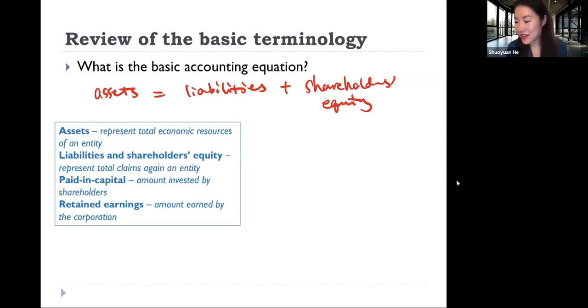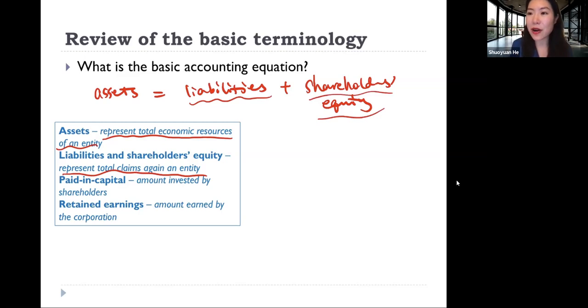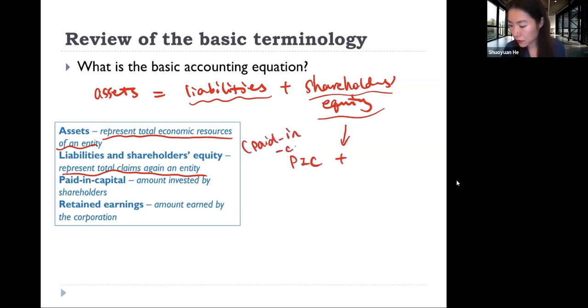So what are assets? Assets represent the total economic resources of an entity. What we have, what economic resources we have. Liabilities and shareholders' equity represent total claims against an entity. So liabilities represent claims from its debt holders, and shareholders' equity represents claims from its stockholders. And shareholders' equity can be decomposed into 2 parts. The first part is PIC, paid-in capital. And the second part is retained earnings.